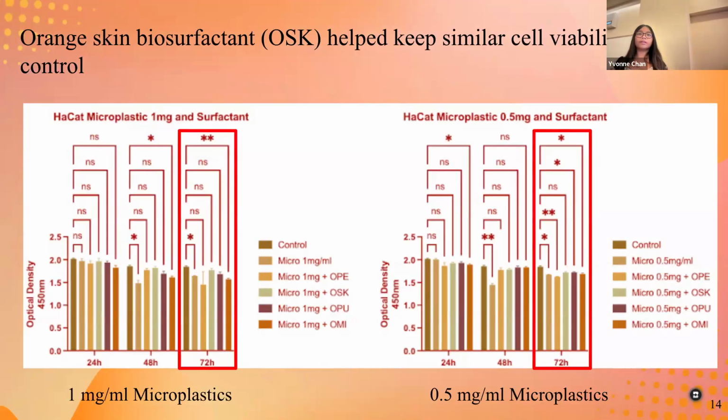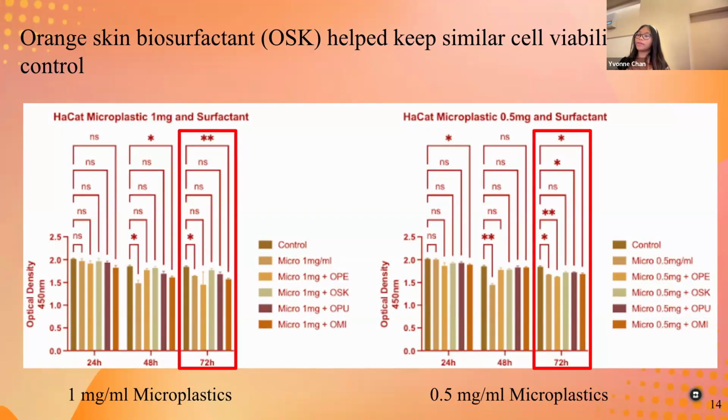In the 1 mg per ml exposure of microplastics and the specific biosurfactant, all seem to keep the same cell viability similar to the control, except the orange peel and the orange mixture biosurfactants. However, in the 0.5 mg per ml of microplastics with exposure to the biosurfactants, the only one that seemed to keep cell viability similar to the control was the orange skin, or the OSK biosurfactant.